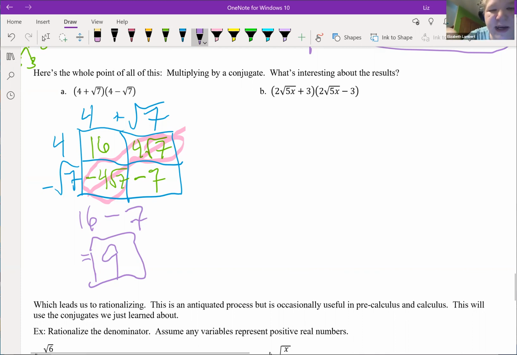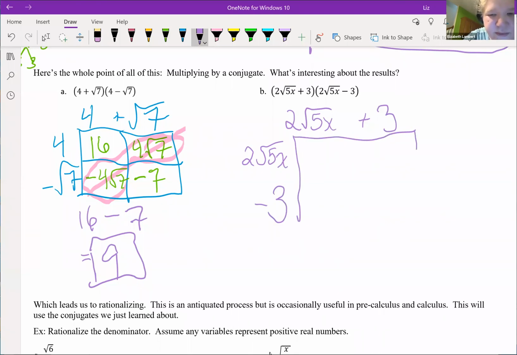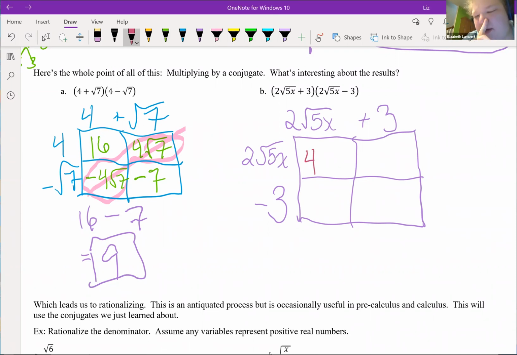All right, so let's start out right now. 2 square roots of 5x plus 3, times 2 square roots of 5x minus 3. All right. So for this first one, I've got outsides and insides. The outside 2 times 2 will be 4. Then inside the radical would be 5x times 5x. Since they are the same, the radical will cancel out and it's just going to be 4 times 5x. So I'm going to leave it like that. When I pull it out, I'll probably clean it up more.